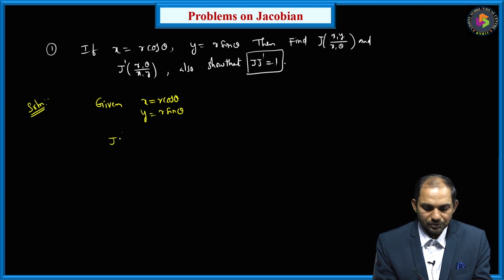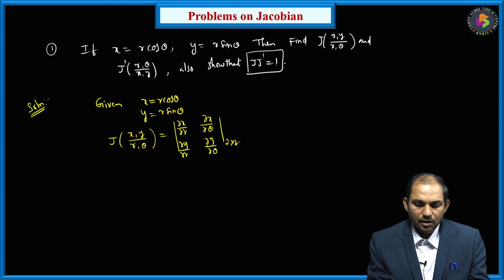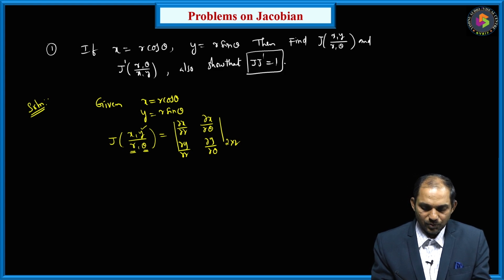So Jacobian of x comma y with respect to r comma theta is defined as the determinant of a 2 by 2 matrix. The first row consists of the first dependent variable's partial derivatives with respect to all possible independent variables: dou x by dou r, dou x by dou theta. The second row consists of dou y by dou r, dou y by dou theta, the second dependent variable's partial derivatives with respect to all possible independent variables. Before substituting the values, let us compute them.